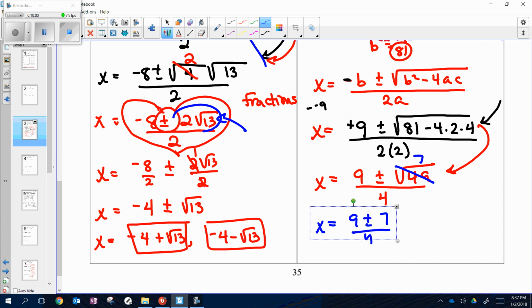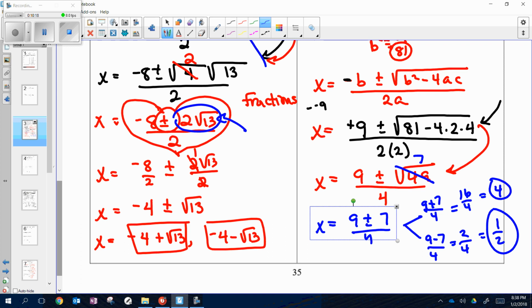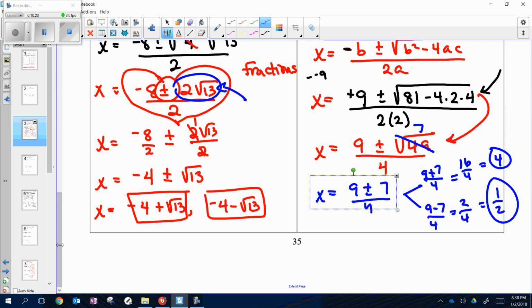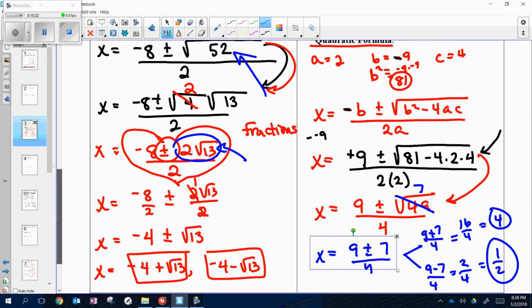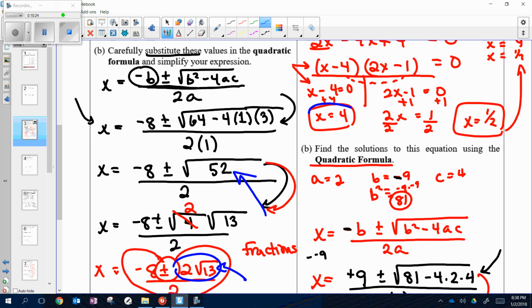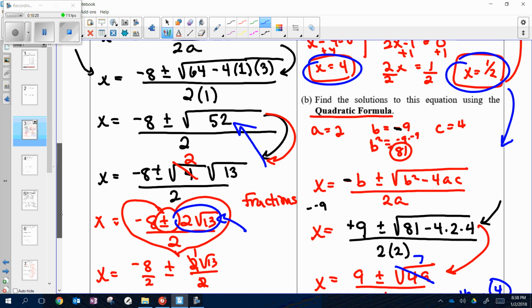So I don't just simplify a radical this time. I'm just going to do 9 plus 7 and divide by 4, 9 minus 7 and divide by 4. This is 16 over 4, which is 4, and this is 2 over 4, and that's a half. You just do the math. So sometimes you get nice answers and sometimes you get fractional ones. Oh, wait a minute. Yeah, 4 and 1/2. Those are the same answers I got by factoring.